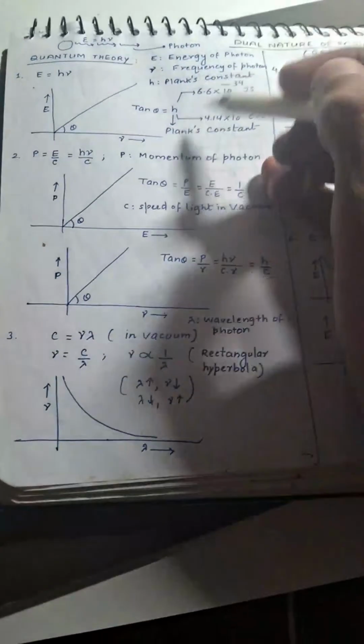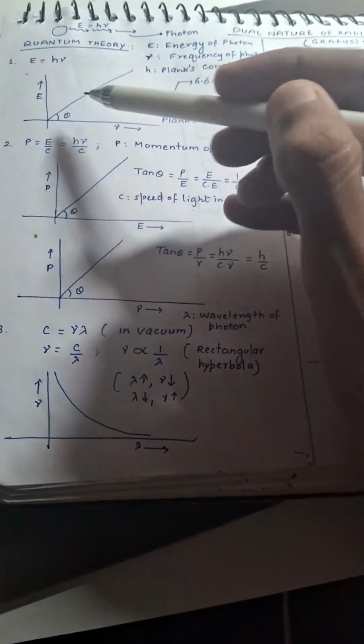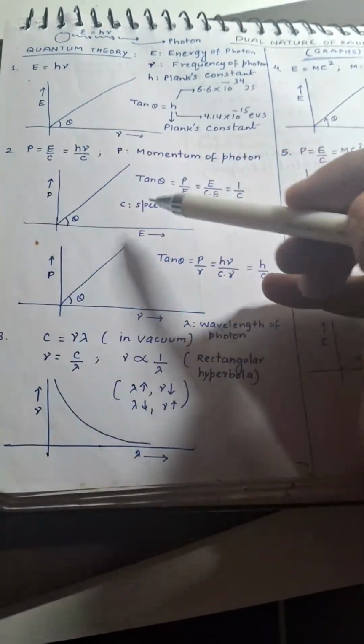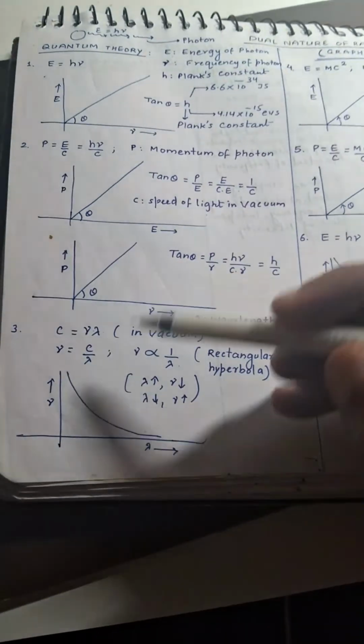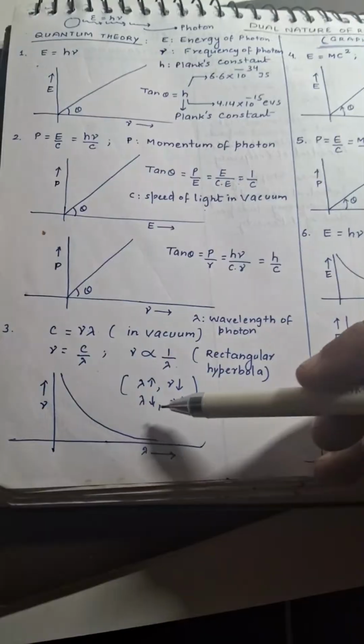Then we have another worksheet on the dual nature of matter and radiations. The first is on the quantum theory, graph between energy and frequency, graphical analysis, momentum and energy graph, momentum and frequency graph, frequency, wavelength and velocity graph, impact of increasing lambda on nu.